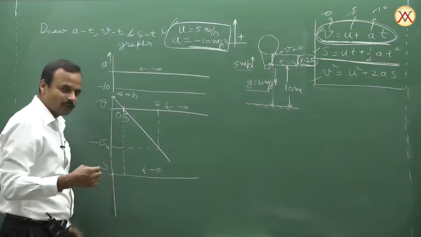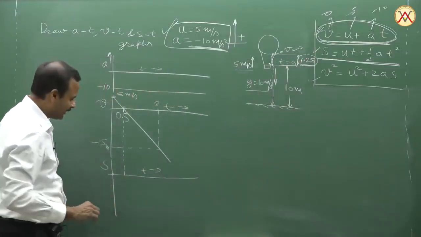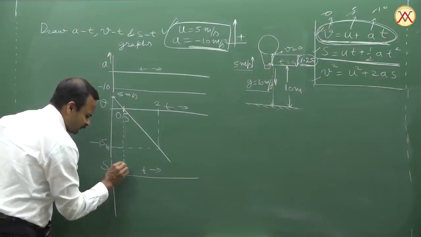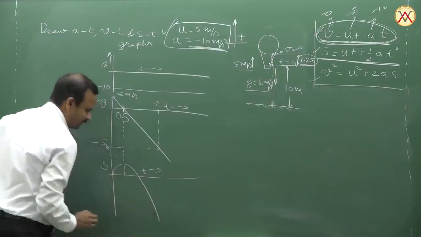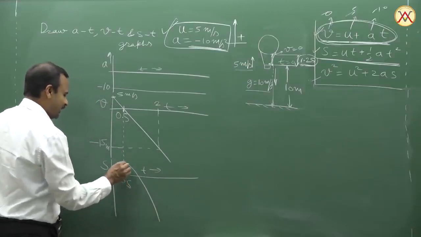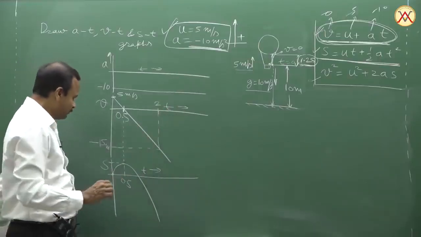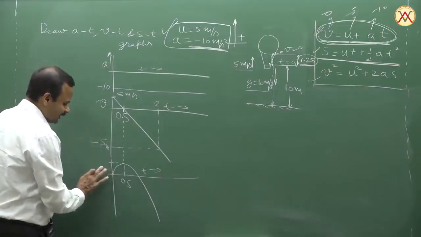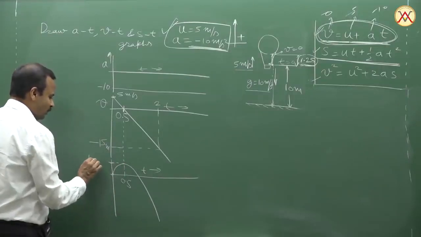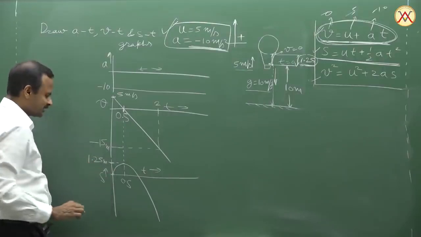And the graph, we know, is a parabolic graph. The quadratic function gives you a curvilinear parabolic graph. So this graph will look somewhat like this. At 0.5 seconds, it is at maximum height, which we calculated as 1.25 meters. So at this point, at 0.5, its value of S will be 1.25 meters. Alright, this is S versus T.